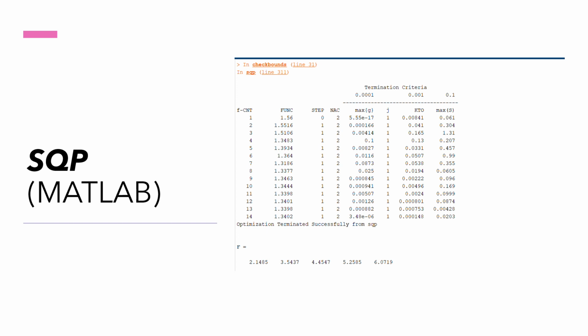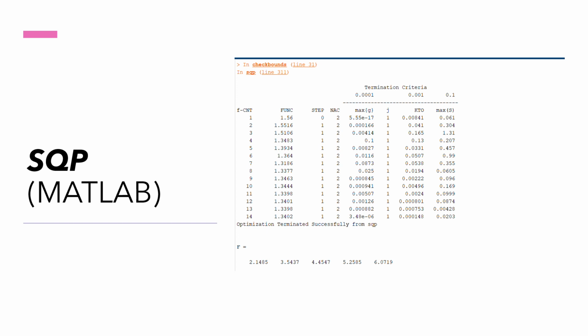So we have here that x1 is 2.148, x2 is 3.5043, x3 is 4.4054, x4 is 5.258, and x5 is 6.072, approximating. Then we can replace these in the conditions and decide which one is better for us.